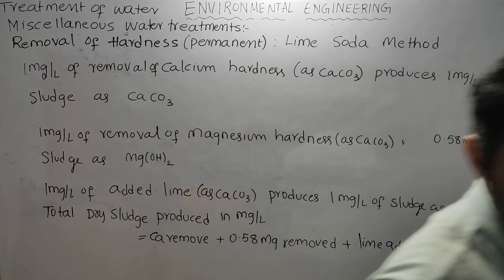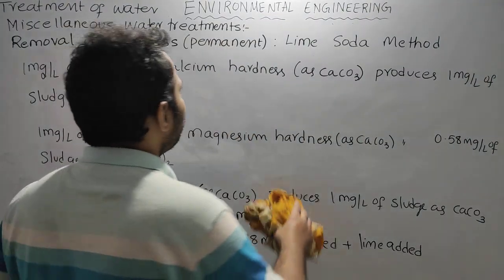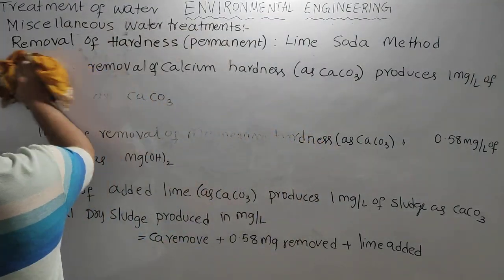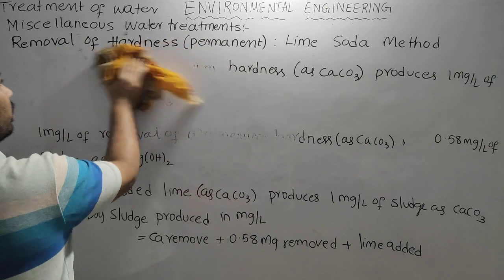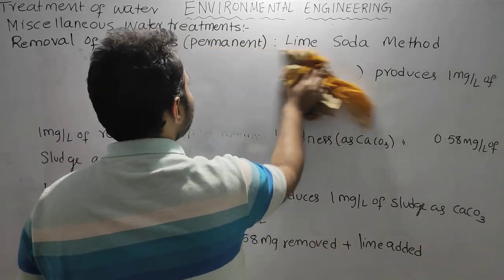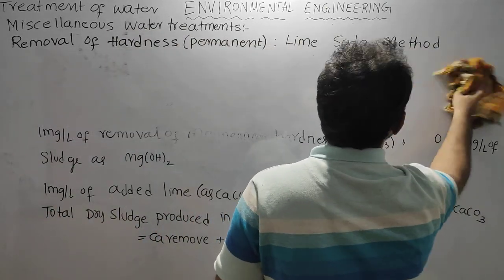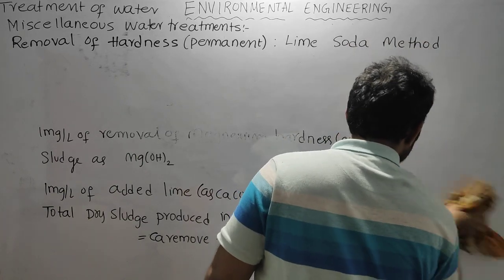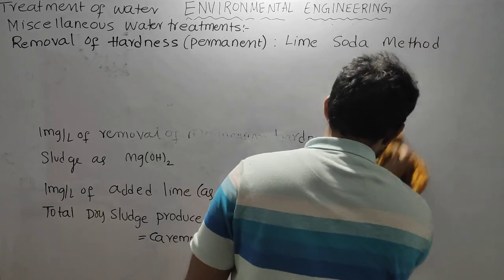So we were discussing permanent hardness removal using the lime soda method in the previous session. We are continuing the same in this session, and after the lime soda method we will discuss the remaining two methods to conclude this chapter. Okay, so let us discuss them.